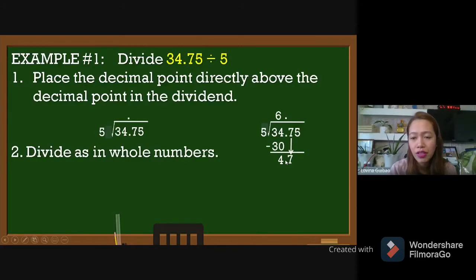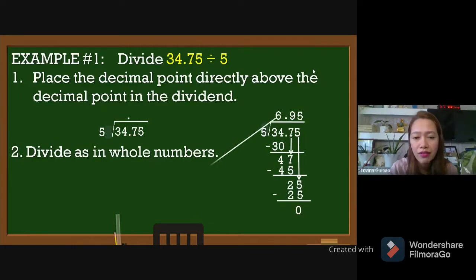We already have 47. 47 divided by 5 is 9. 9 times 5 is 45. Then subtract. 47 minus 45 is 2. Bring down, there's another digit left, 5. So 25 divided by 5 is 5. 5 times 5 is 25. Then subtract until you get to 0. So the answer for this example, 34.75 divided by 5 is 6.95.